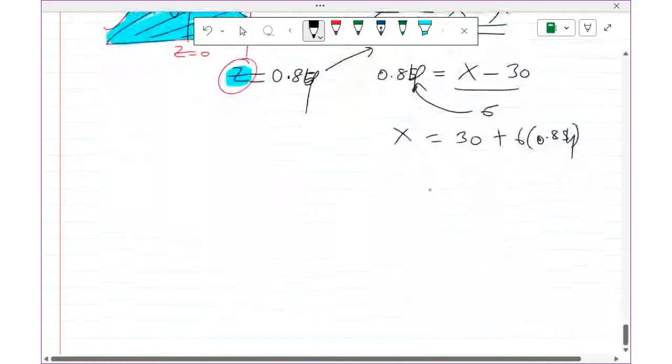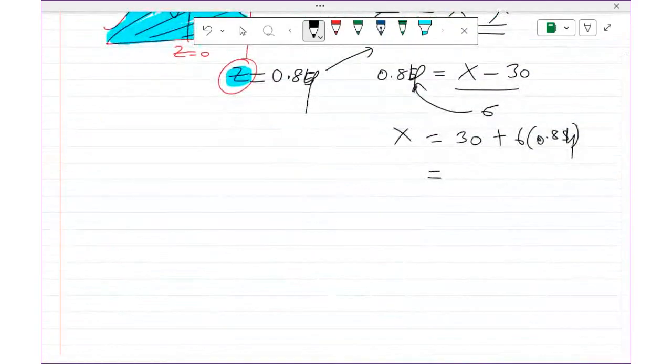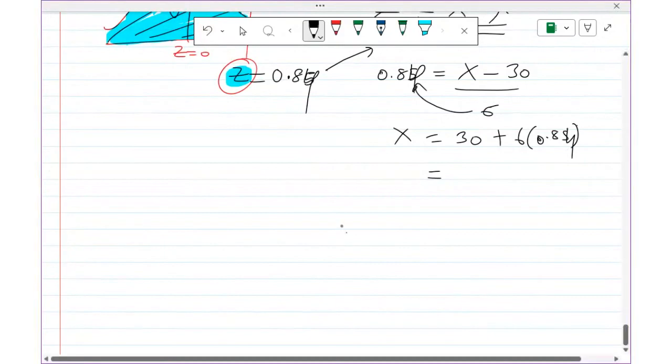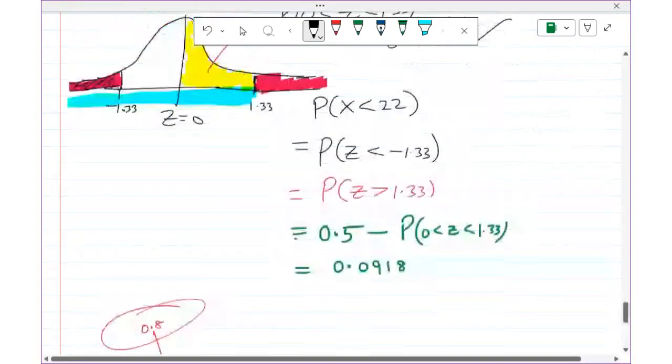Okay, so the answer will be, so the answer is calculated. Nobody calculated. Okay, so you can calculate the answer. Do not want to go into the calculation.